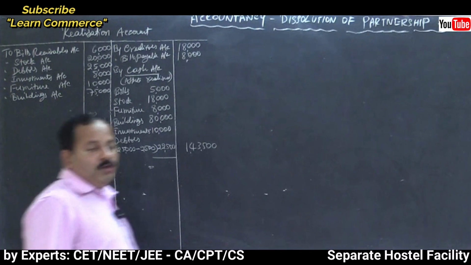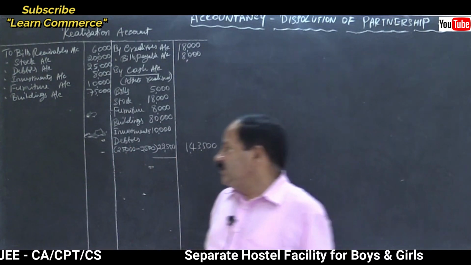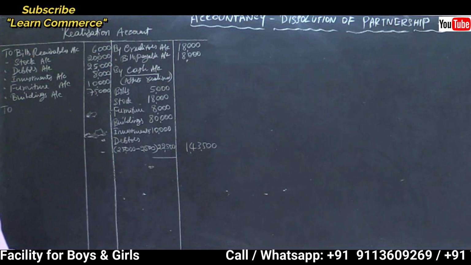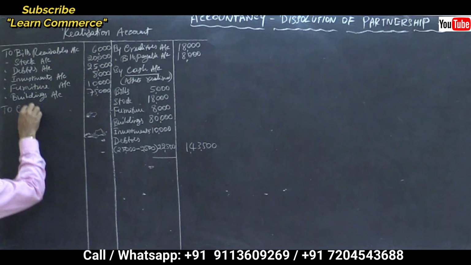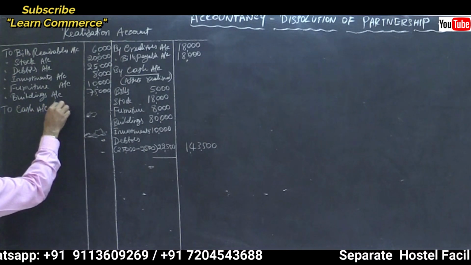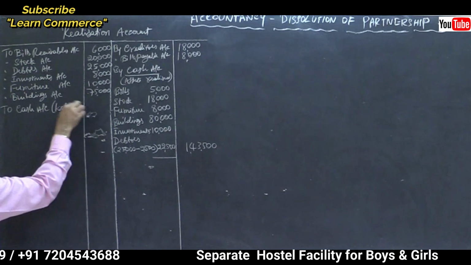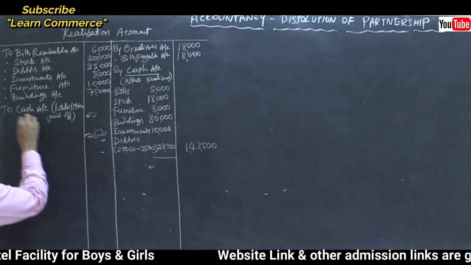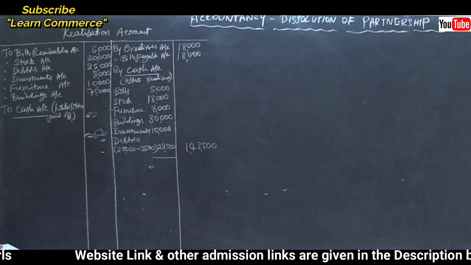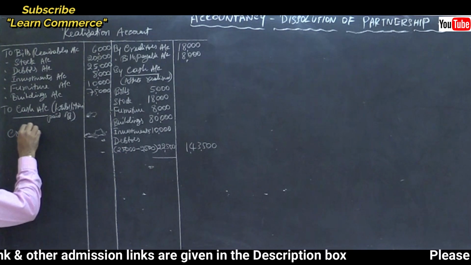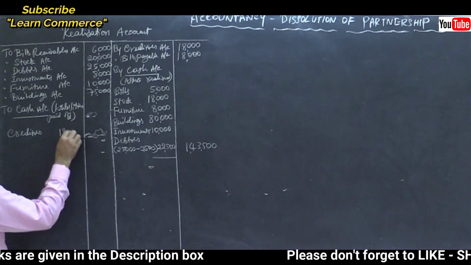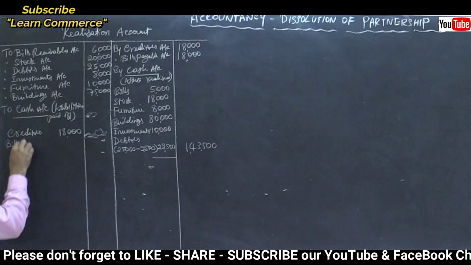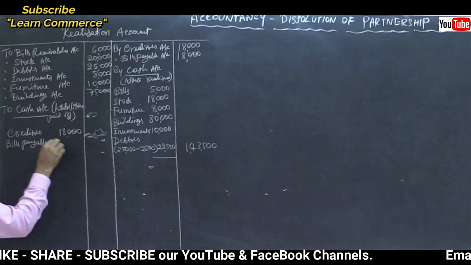Let us make payment to all the outside liabilities, isn't it? It is mentioned in the problem. It is paid in full. Liabilities are paid in full. So to cash account, liabilities paid off. Yes. Write one by one. Creditors 18,000. Bills payable 18,000.